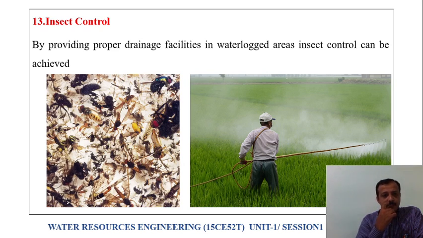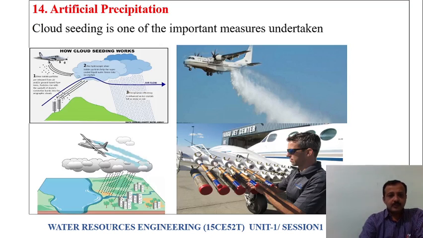And next is insect control. By providing proper drainage facilities in the waterlogged areas, insect control can be achieved. Artificial precipitation is also one of the important objectives of water resource development. Wherever we find scanty rainfall, whenever there is no rainfall in a particular region, cloud seeding is one of the important measures which we can take. This is artificial precipitation. By cloud seeding we can bring rainfall.